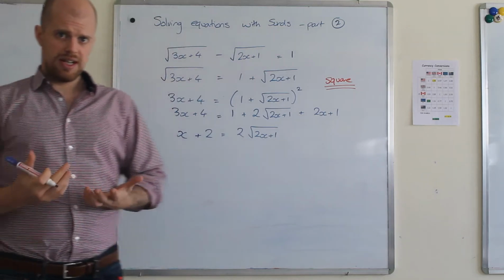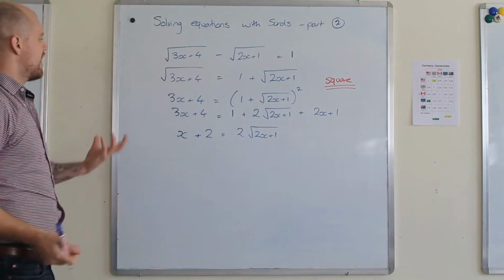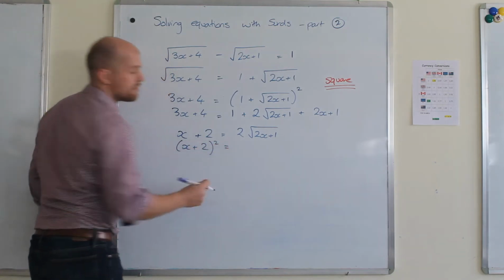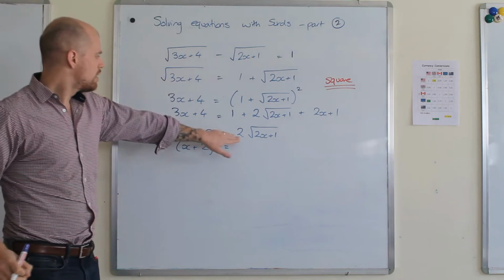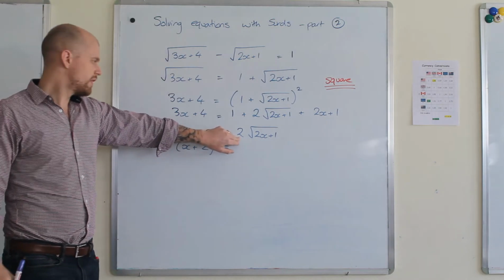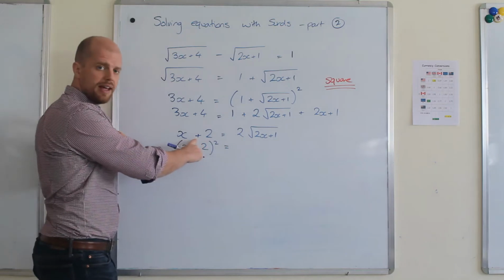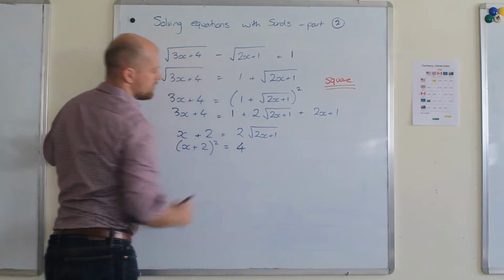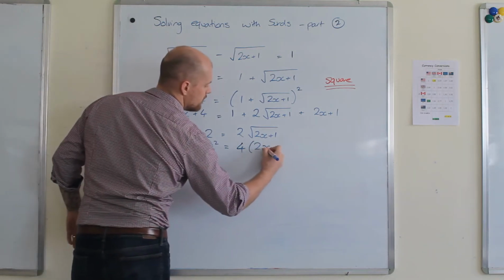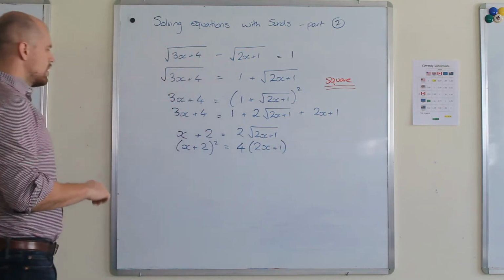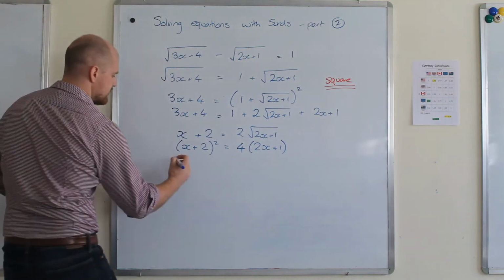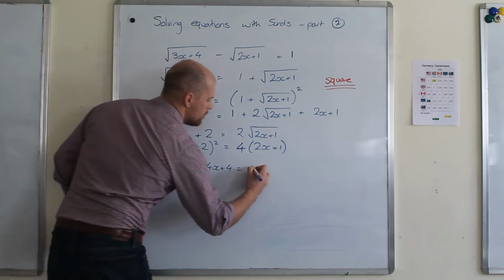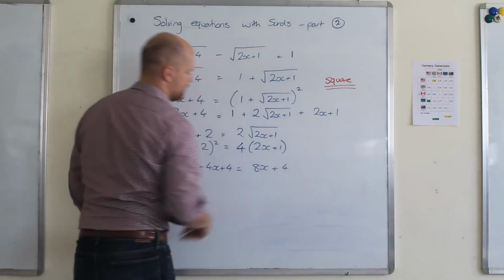Now I want to get rid of the surd again, so I'm going to square everything. Okay, x plus 2 squared equals, now a very common mistake here is to forget to square the 2. If we could have divided by 2 here, so then I'd have a divide by 4 on the bottom. You need to make sure that becomes 4. And then you're left with 2x plus 1. So let's expand the brackets. I get x squared plus 4x plus 4 equals 8x plus 4.